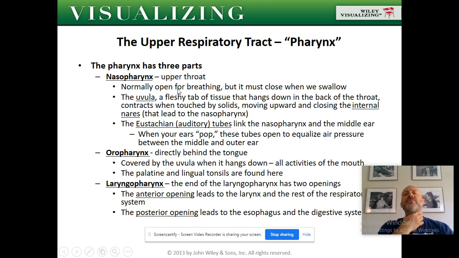The pharynx is your throat. The pharynx is a common passageway for not only air, but also for food. We could divide it into the area right behind your nose, which we call the nasopharynx. Behind your mouth would be the oropharynx, right behind the tongue. And then we have the laryngopharynx, which is the part of the throat that's right above the larynx.